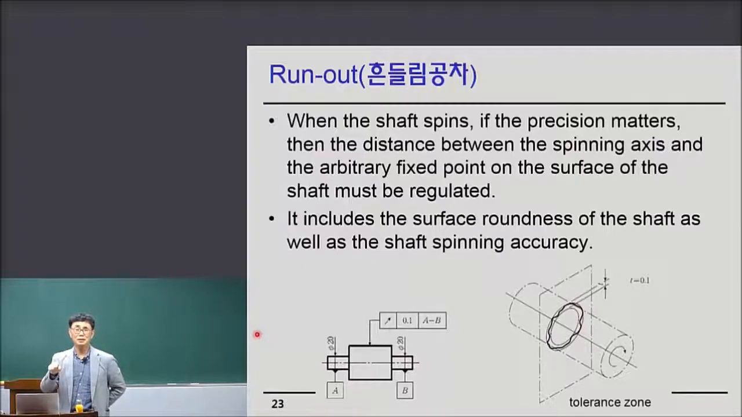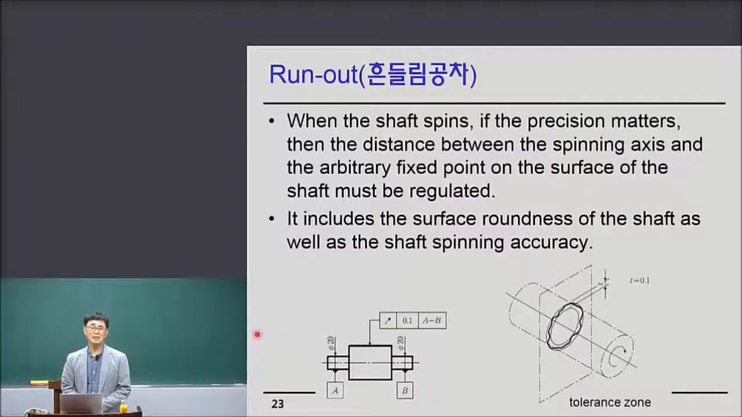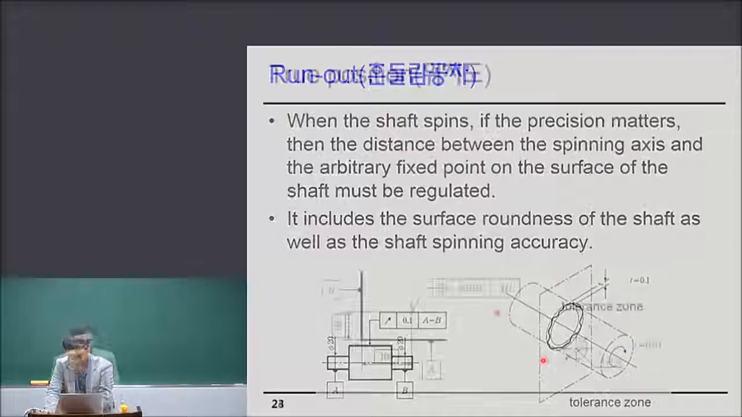Measuring run out is very easy. If you use an indicator, the device whose name is indicator, then you can check the run out very quickly and very easily. So it is frequently used in the industry shop floor.